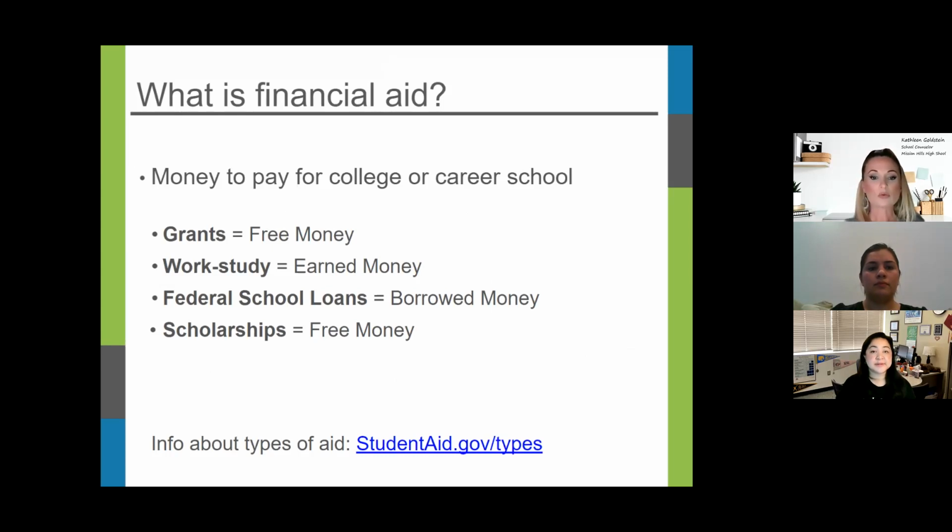Federal student loans are borrowed money. So this would be money that would be given to you that you would have to eventually pay back. And finally, scholarships. Scholarships are another form of free money and definitely something you'll want to look into. For more information, you can go to studentaid.gov/types.